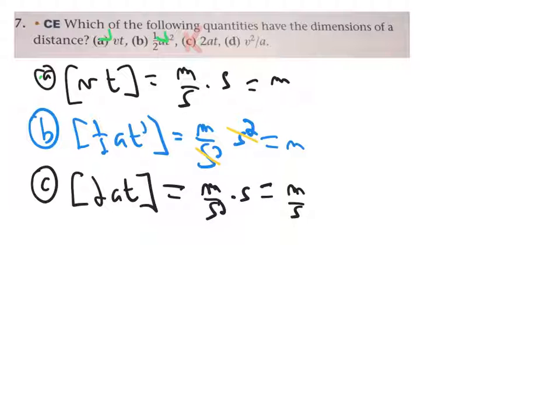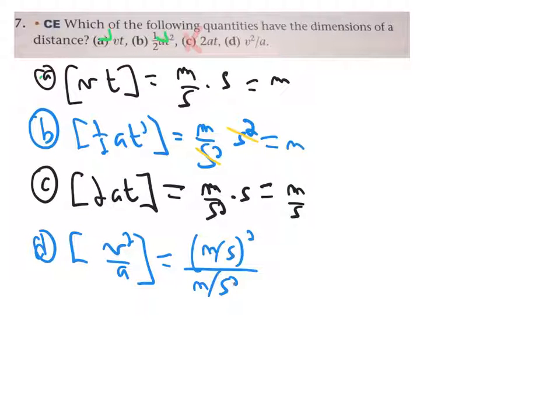And then finally, the units of v squared over a, which is meters per second quantity squared over meters per second squared. And then we square the top one, so this is meters squared per second squared over meters per second squared. And to divide fractions, we do the infamous keep, change, flip. So we keep the first fraction, and then we change the multiplication, and we flip the second fraction.